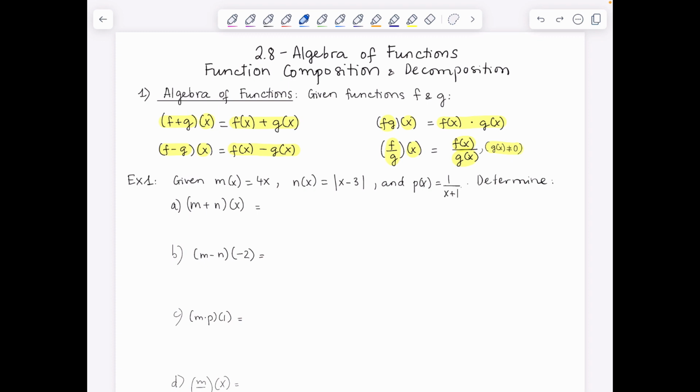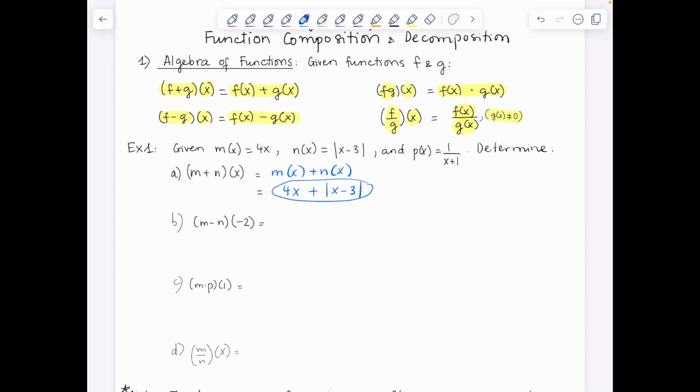First, let's translate it to m of x plus n of x. Now we just substitute the functions. So m of x is defined by 4x, and n of x is absolute value of x minus 3. Since these two can't be simplified, one x is inside of the absolute value, the other is on the outside, we cannot combine them. So this is the answer.